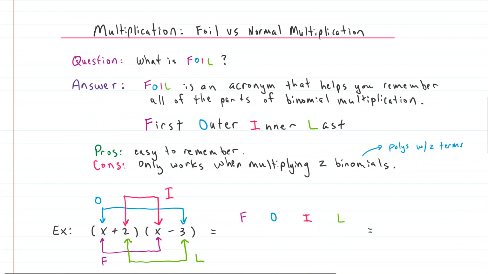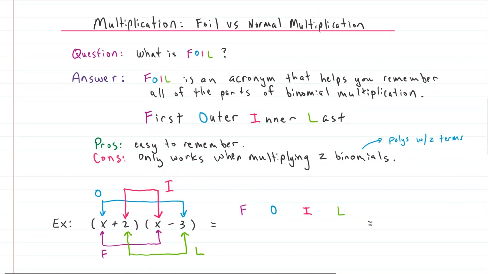Multiplication of polynomials. I'm sure you have heard of the term FOIL. It's a very, very common term in algebra. It's just an acronym, and it means first, outer, inner, last. That's what the F, O, I, and L stand for.